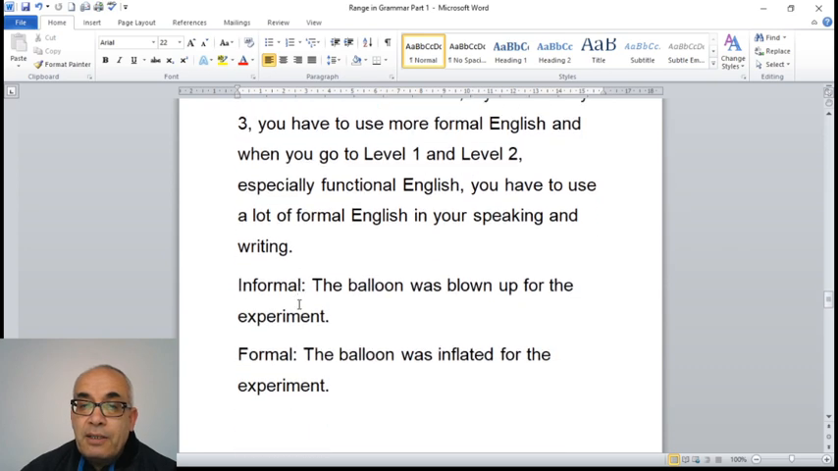So if you look at this sentence, "The balloon was blown up for the experiment." This is an informal sentence. And if I want to make it formal, "The balloon was inflated for the experiment." So blown up is informal, inflated is formal.